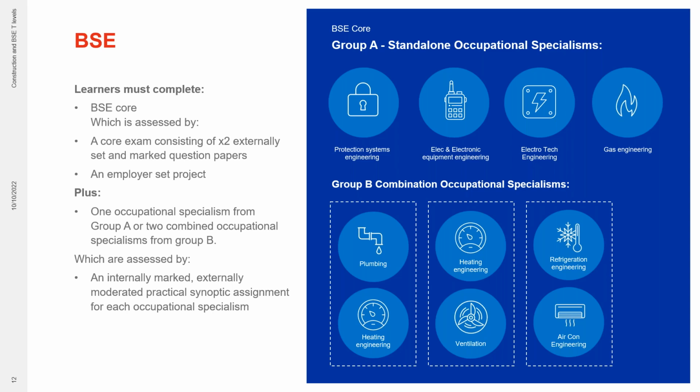So once you've chosen your specialism, the assessment within that specialism is an internally marked, externally moderated practical synoptic assignment. So if you choose one from group A, you'll just have one synoptic assignment to do at the end of, let's say, year 2. And if you choose from group B, you'll actually have 2 separate occupational specialism synoptic assignments. So you'll have, for example, on the left, a plumbing synoptic assignment and a heating synoptic assignment. So that's a very high level overview.